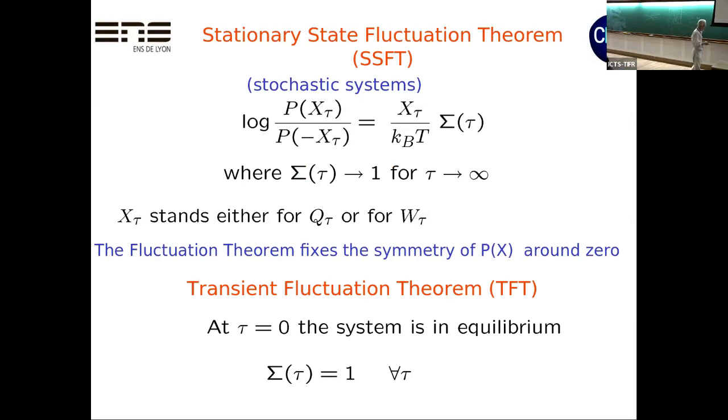Then there is another case that can be studied. You start from equilibrium and then you switch on your torque. In such a case, as you start from equilibrium, everything simplifies, and you show that if at tau equals 0 the system is in equilibrium, then the theorem is true for any tau. This is what is called the transient fluctuation theorem.